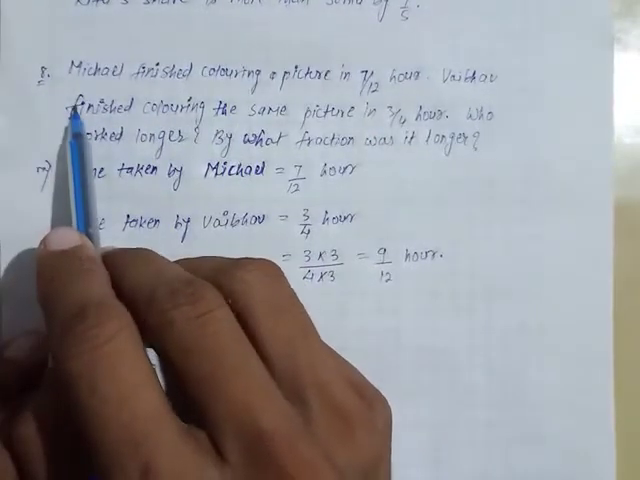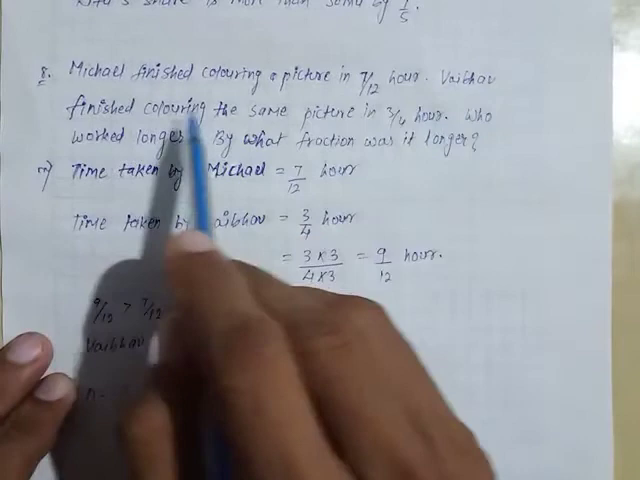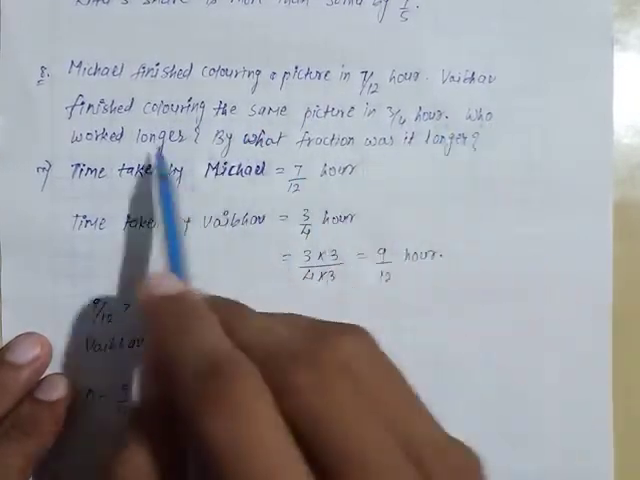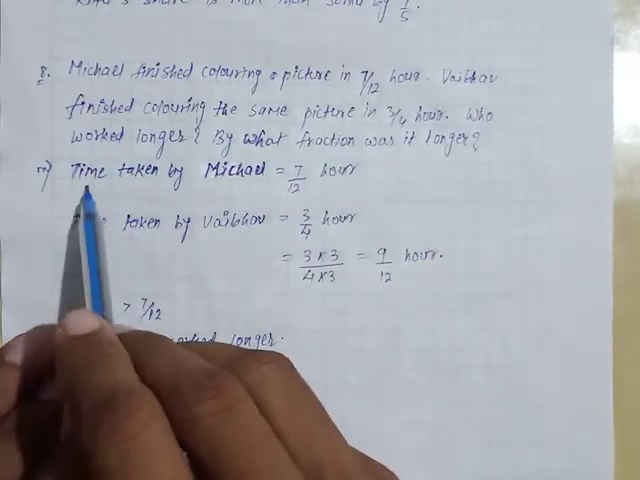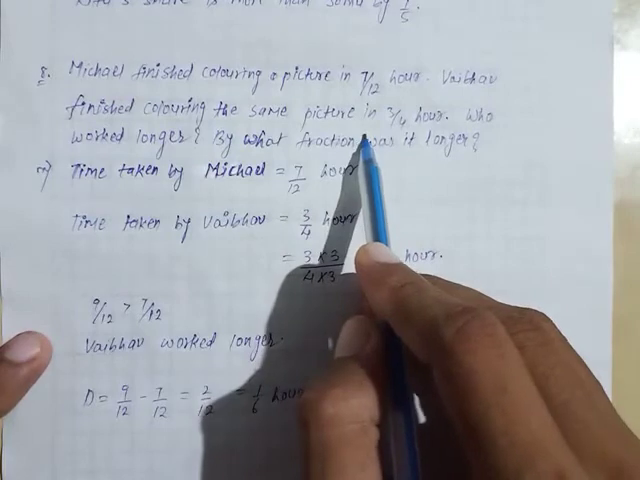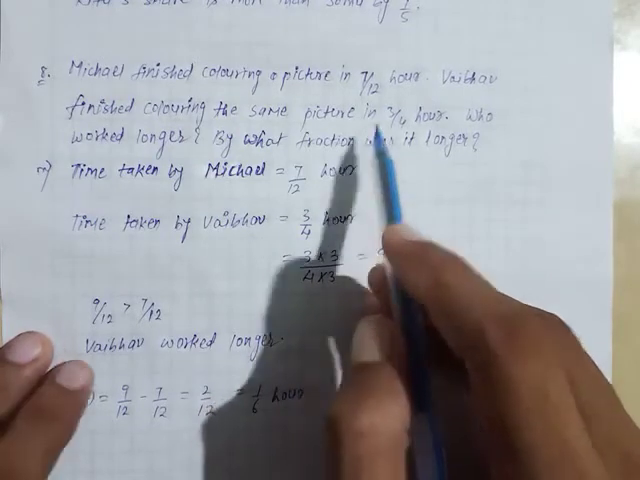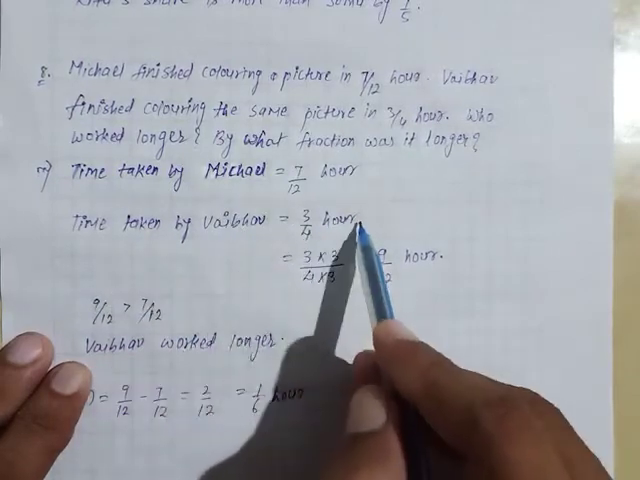In the 8th one, see, Michael finished coloring a picture in 7/12 hour. Vaibhav finished coloring the same picture in 3/4 hour. Who worked longer? By what fraction was it longer? So the same picture was colored by Michael and Vaibhav in different times. Now we have to tell who took more time. So the time taken by Michael is 7/12 hour. Time taken by Vaibhav is 3/4 hour.